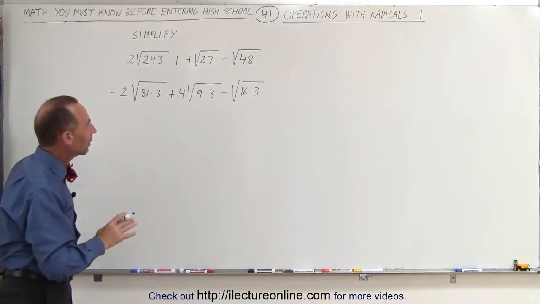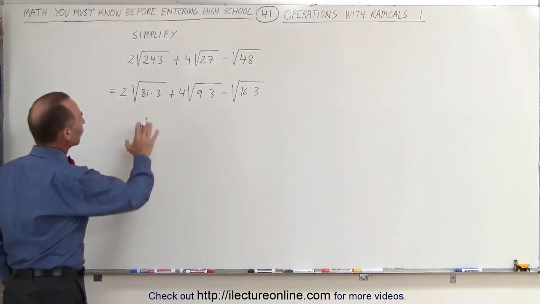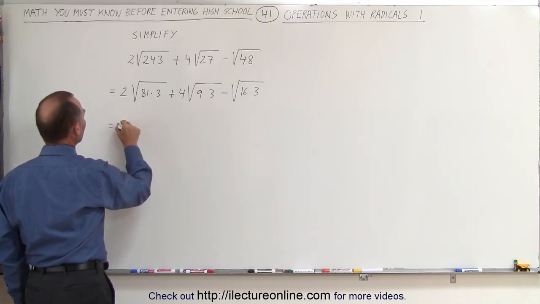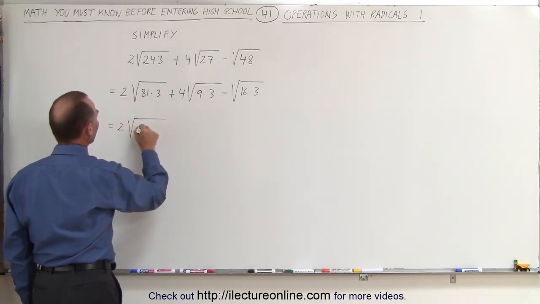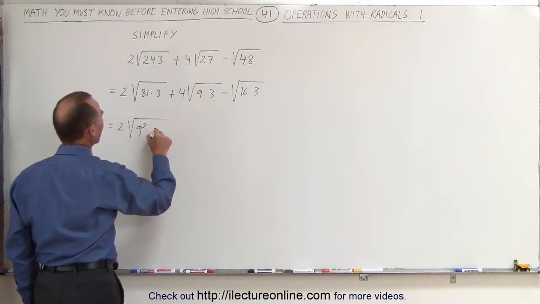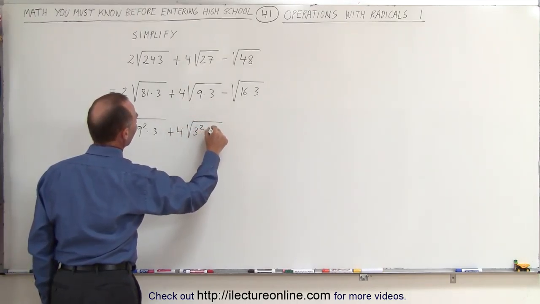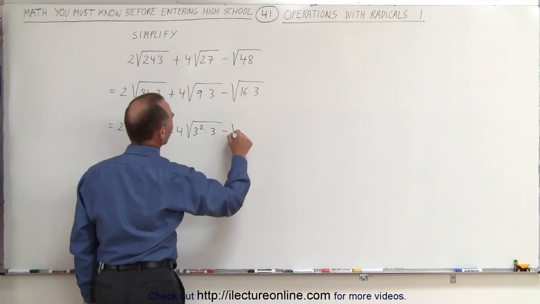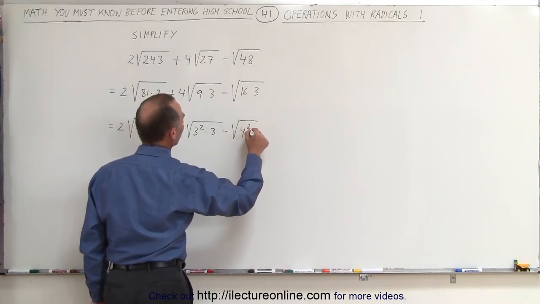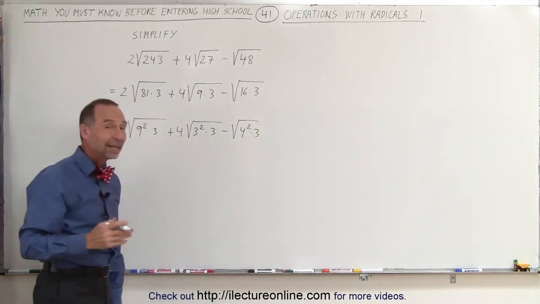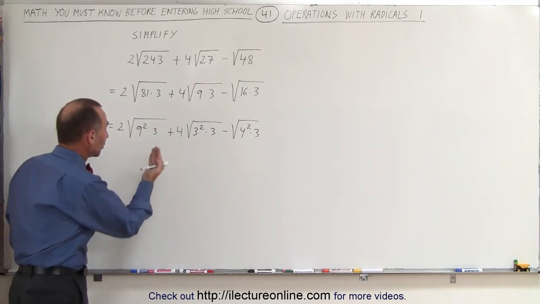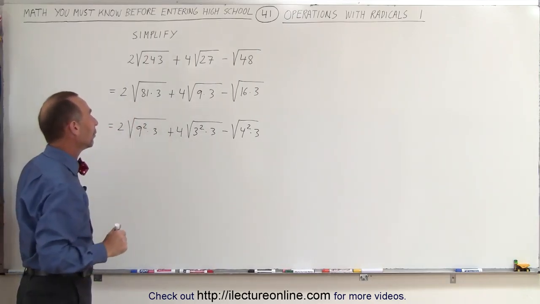The reason why we did that is because now you can also see that this can be written as 2 times the square root of 9 squared times 3 plus 4 times the square root of 3 squared times 3 minus the square root of 4 squared times 3. And of course, anytime you take the square root of something squared, you simply can take it outside the radical.